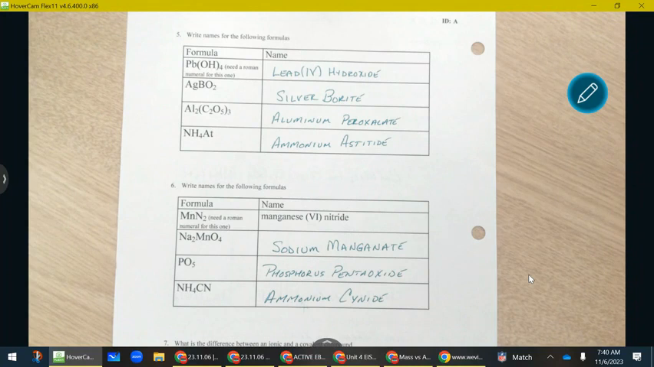Good news, no one missed this one. Good job. Okay? So, sodium, Na, MnO4 is manganate, sodium manganate. PO5. This is not a polyatomic because there are only 2 elements here. Binary compound between 2 nonmetals. Phosphorus pentaoxide. No mono in front. We named the P for phosphorus. 5 is the prefix penta. O becomes oxide. NH4CN, ammonium cyanide, a polyatomic that does end in IDE. Questions?